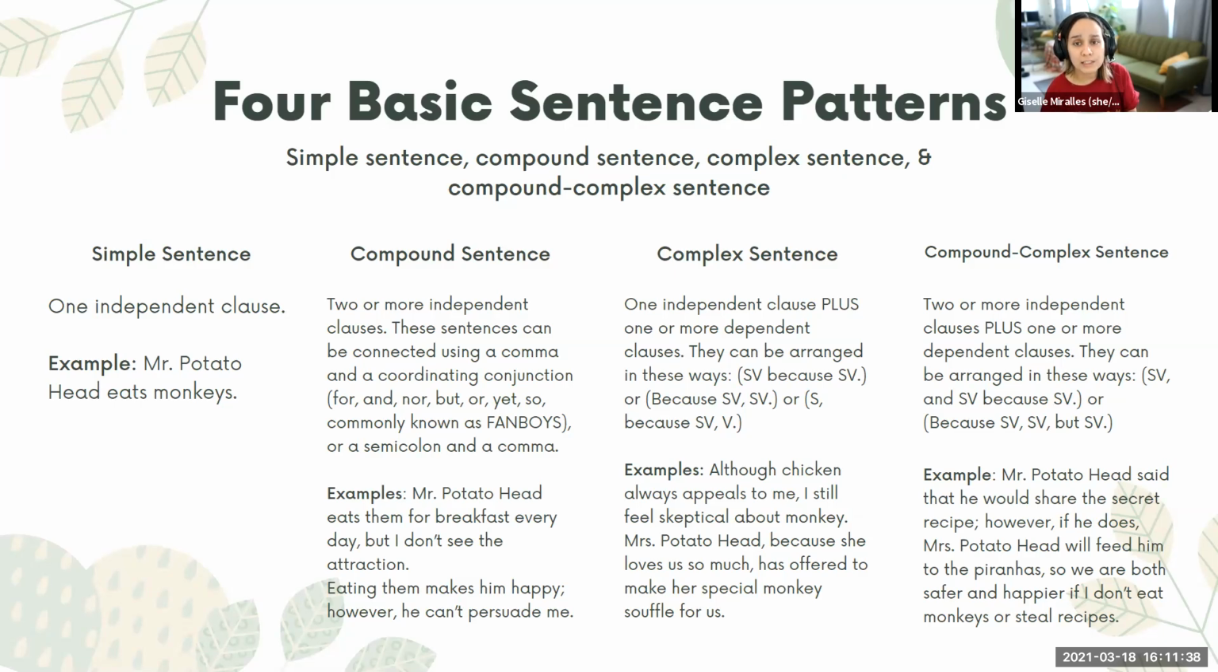The 4 basic sentence patterns are simple sentence, compound sentence, complex sentence, and compound complex sentence. So a simple sentence to start off is just one independent clause. So for example, Mr. Potato Head eats monkeys. That's an independent clause. It stands on its own. It does not have anything attached to it. It is one single sentence, one single clause.